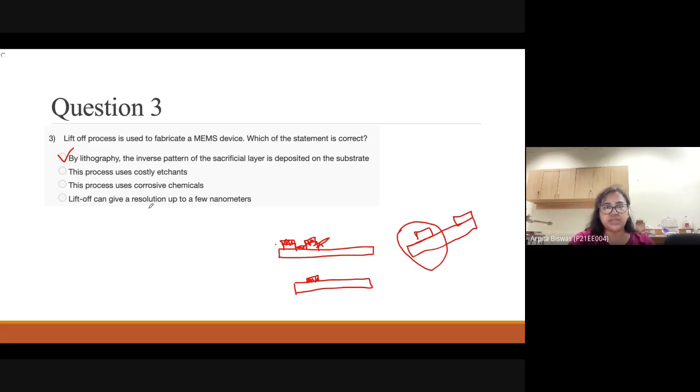By lithography, the inverse pattern of the sacrificial layer is deposited on the substrate. Because here the sacrificial layer is present here and here. But you can see after the lift-off process, only in the middle portion where the sacrificial layer is not present, is the metal layer deposited. Okay, so the right option is option A.